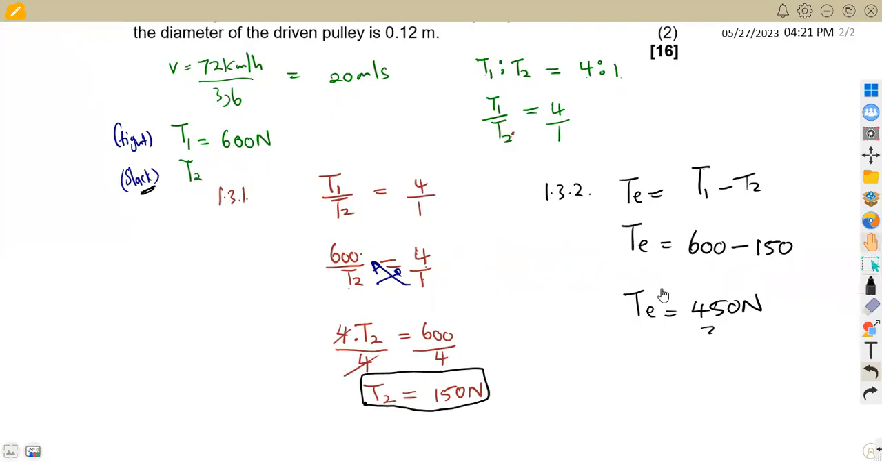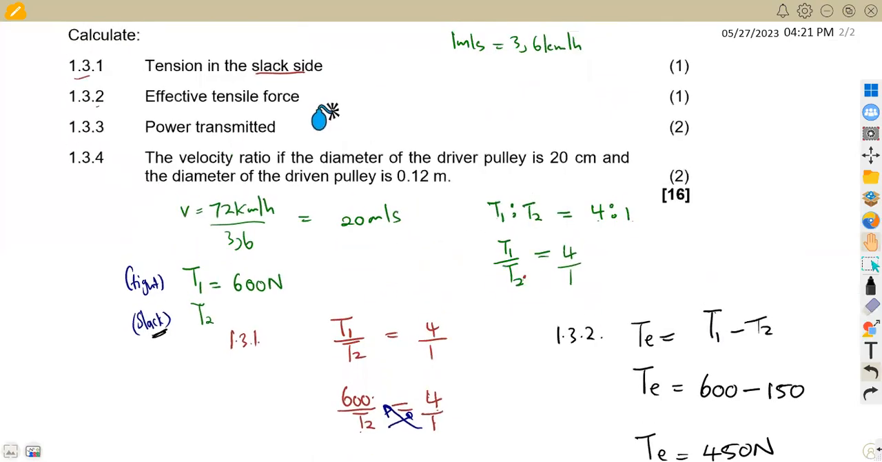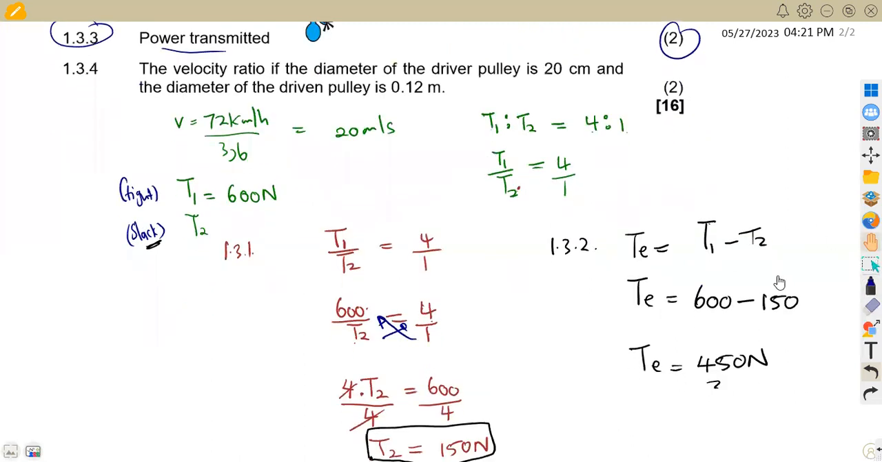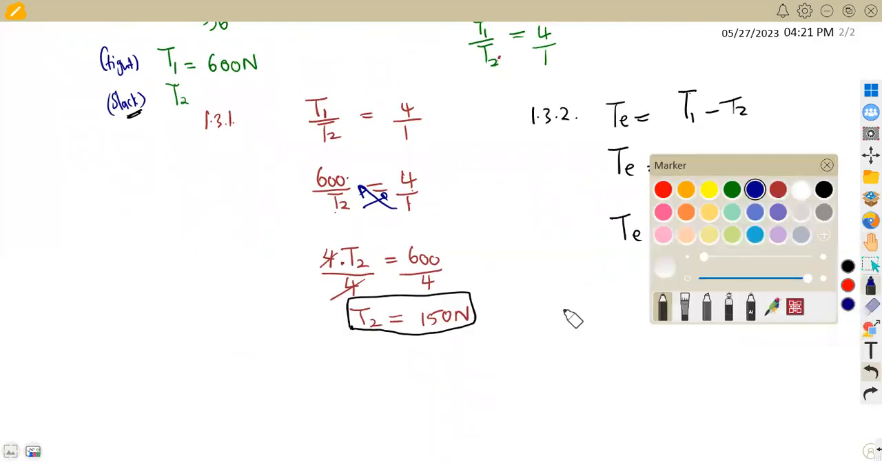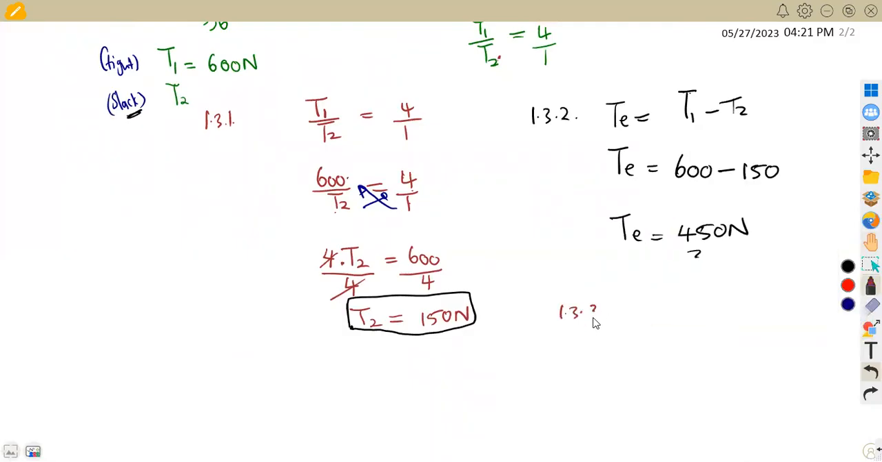All right. So remember that also the effective tension is the one that you use to calculate the power, which is the question that is following here. 1.3.3, the power transmitted, 2 marks for that. Remember that from the effective tension that we have, we can have our power in this case as the product of the effective tension times the velocity in meters per second. That is the most important part that you're supposed to have. Your velocity is supposed to be in meters per second.